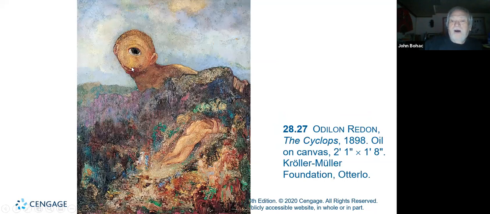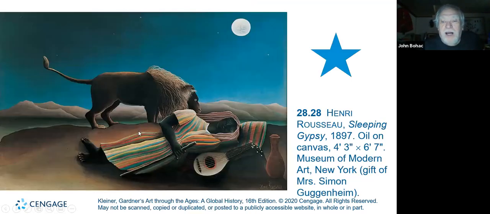Odilon Redon, the Cyclops, the sleeping nude, the Cyclops. This is kind of a combination of a lot of things. The Romanticism, the idea of the Cyclops comes out of Tales of the Brave Ulysses by Homer. Bottom line, it's a lot of things. And this is actually kind of impressionistic, if you will. So anyway, we see a lot of fracturing, and we see a lot of cross-pollination.